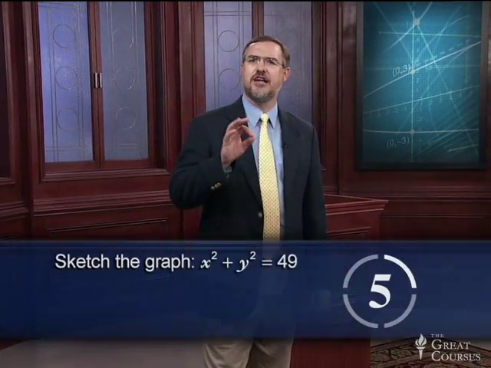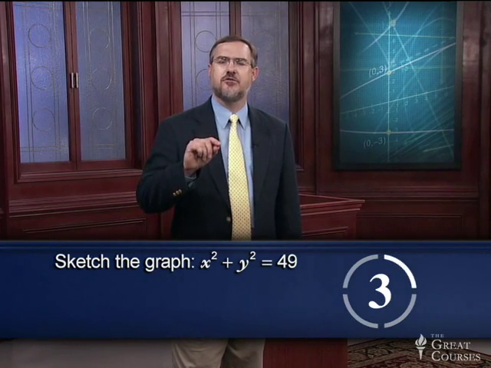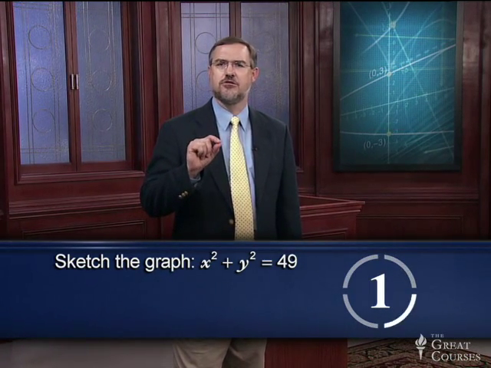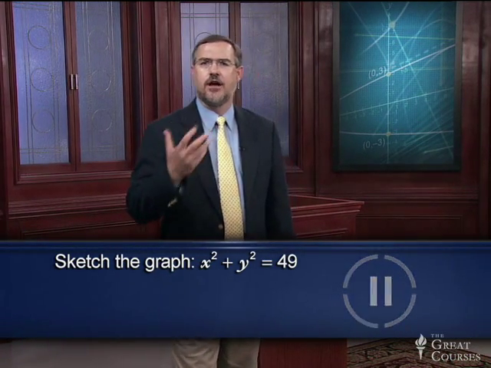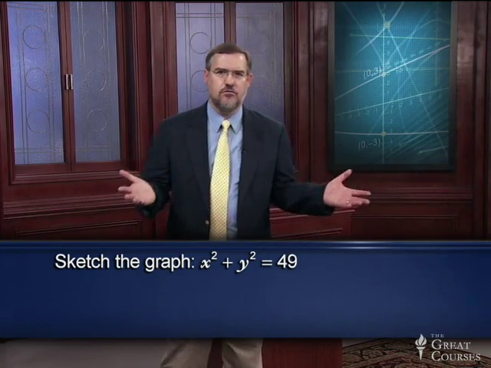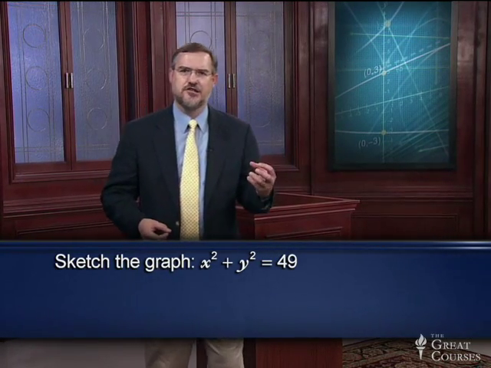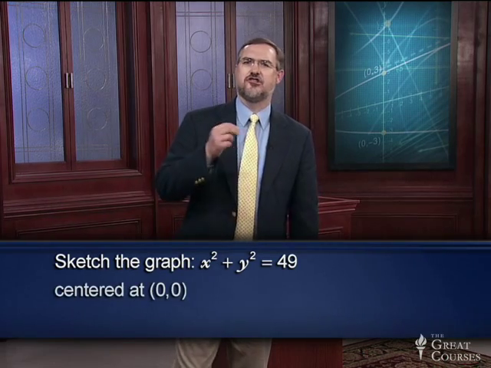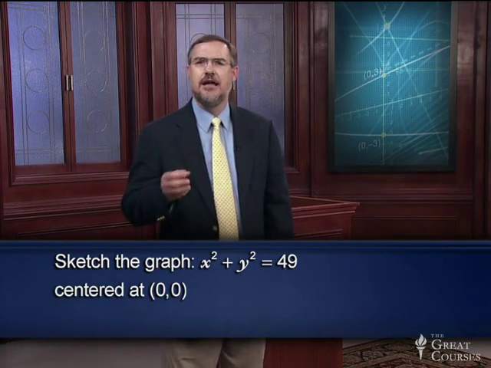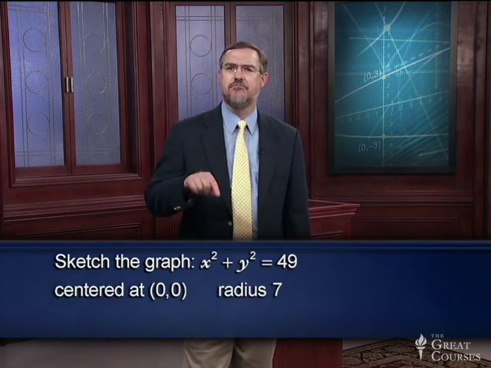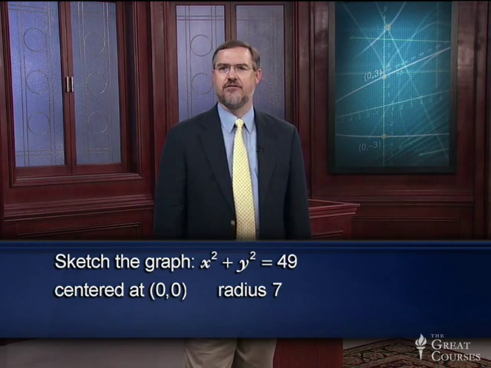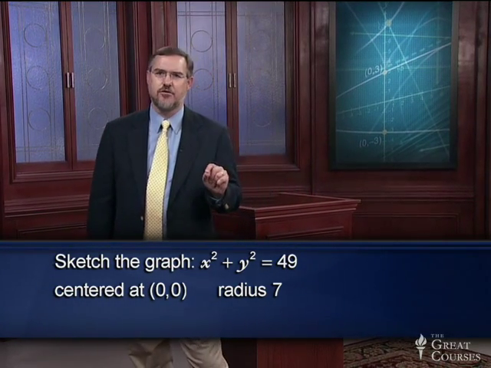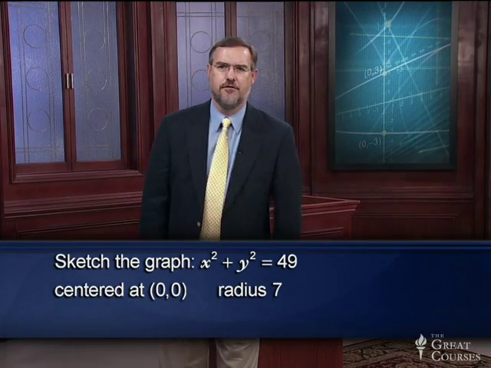Now, let's do a few examples as we finish this lesson, just to make sure we've got this circle stuff down. First, try this one on your own. Sketch the graph of the circle x squared plus y squared equals 49. Okay, the graph of this equation is a circle. It's got an x squared, it's got a y squared, they're being added. It's a circle centered at 0, 0, and the radius is 7 because the square root of 49 is 7. Remember, the radius is not 49, the radius is the square root of 49.